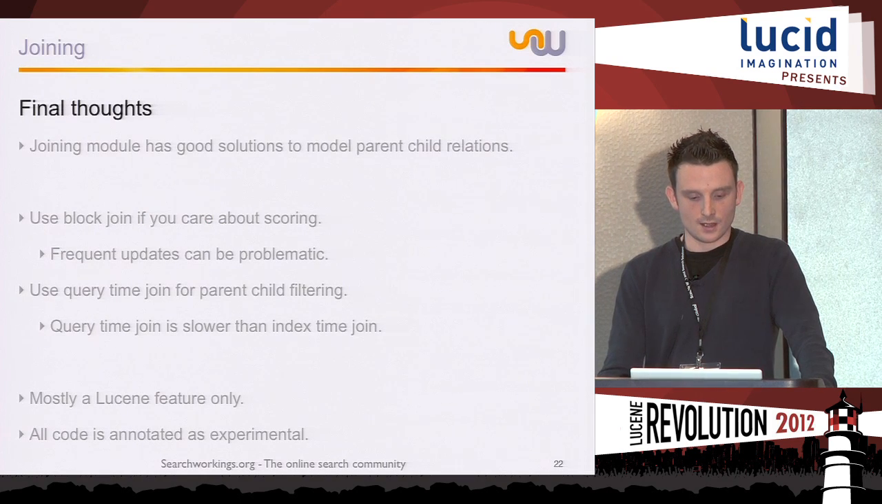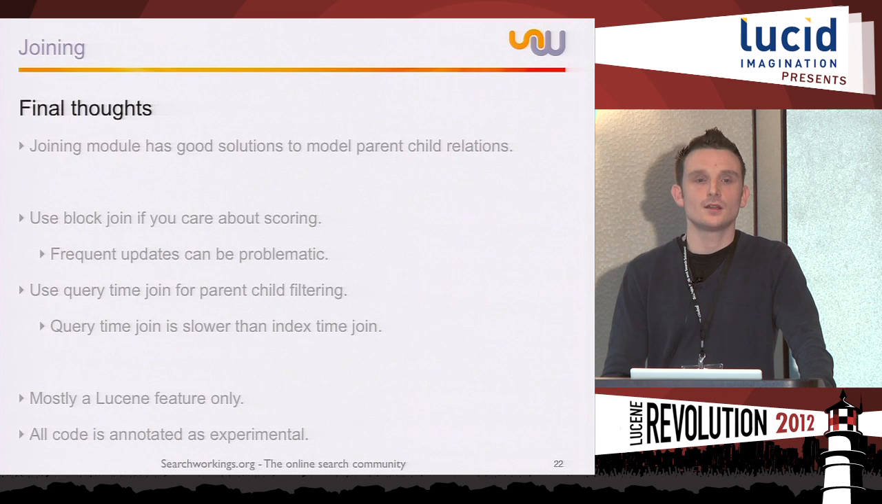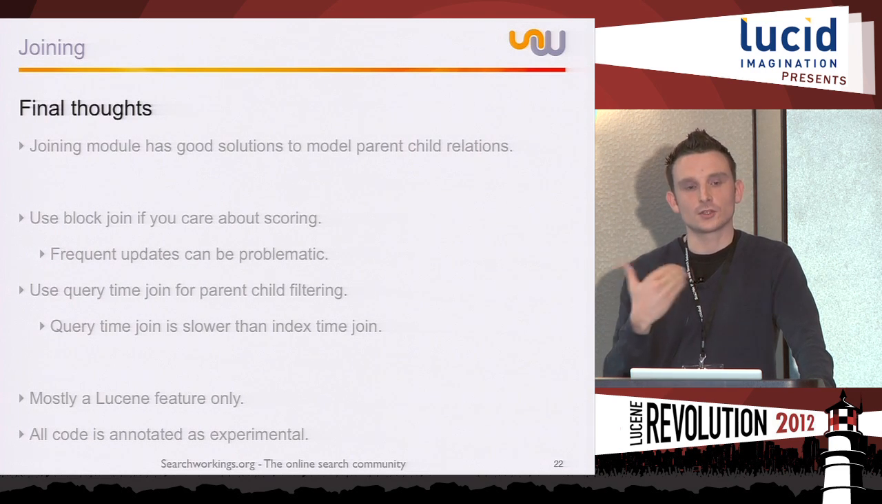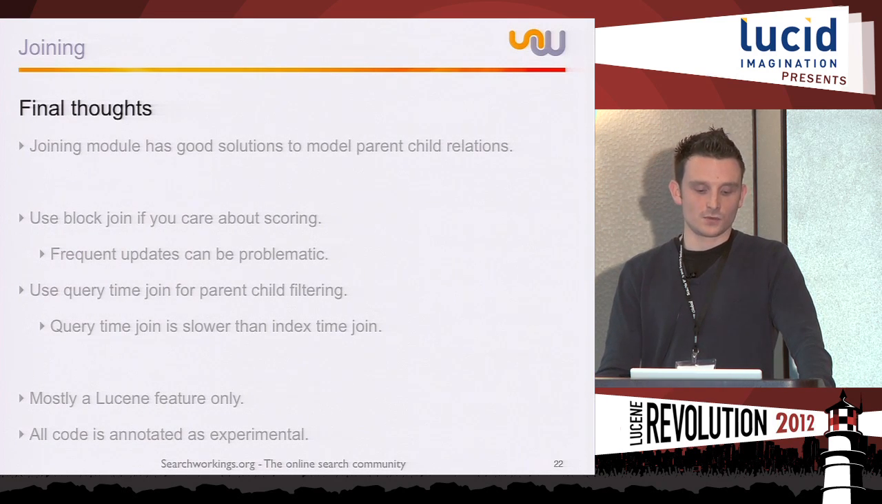Some final thoughts. I think this is a good solution to have a relational-like search in your index. If you care about scoring, it's very important that you most likely want to use block joining, because the query time joining at the moment does not do anything with the scores that are computed in the first phase. I started working on it to also include scores, but it's not yet committed. It's just a patch yet. It's also important that everything is a Lucene feature, almost everything except some of the query time join.